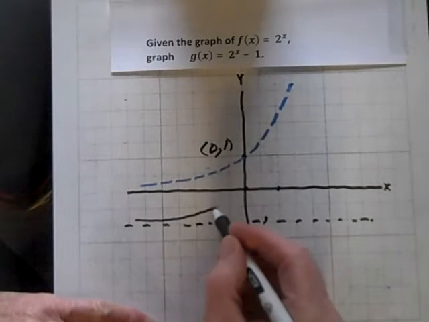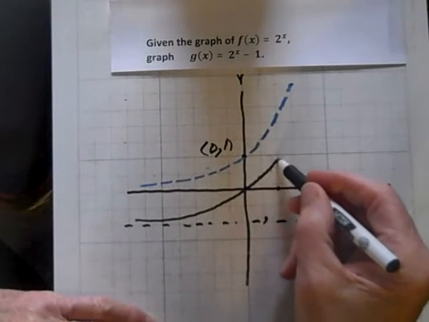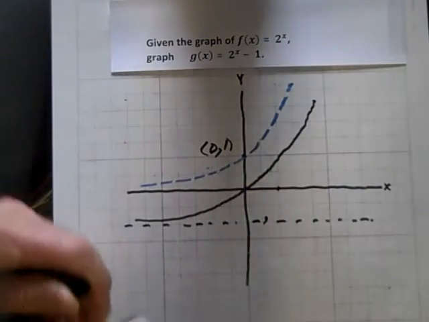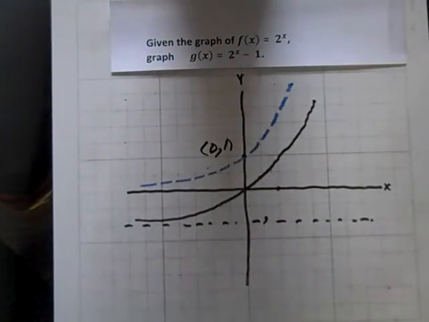And now we'll just graph it. And notice, all we did was drop the entire graph down 1 because we've got a vertical transformation.